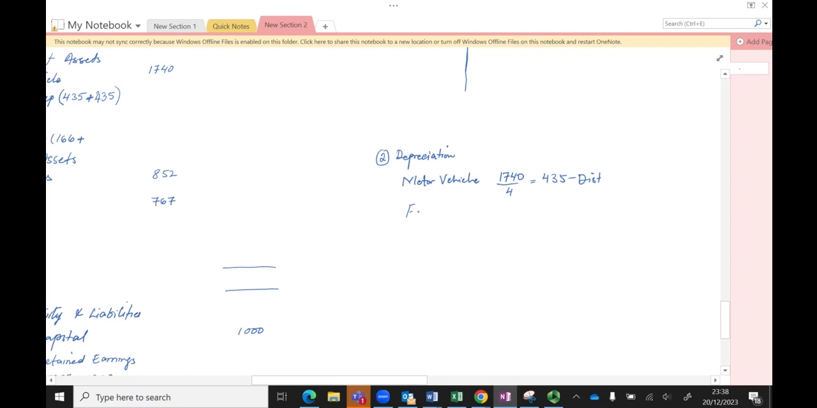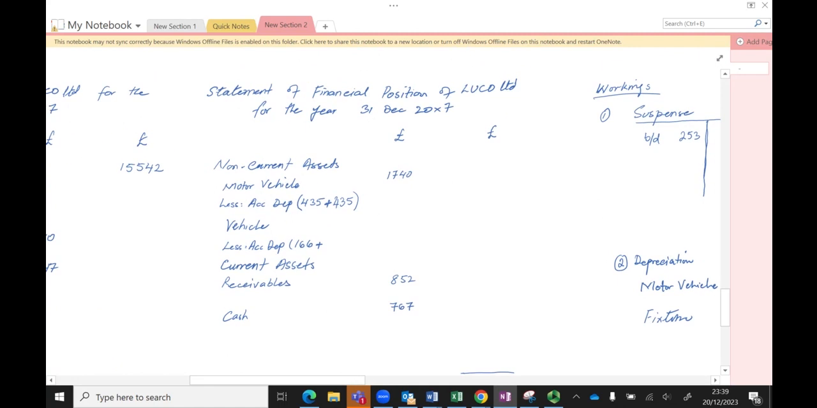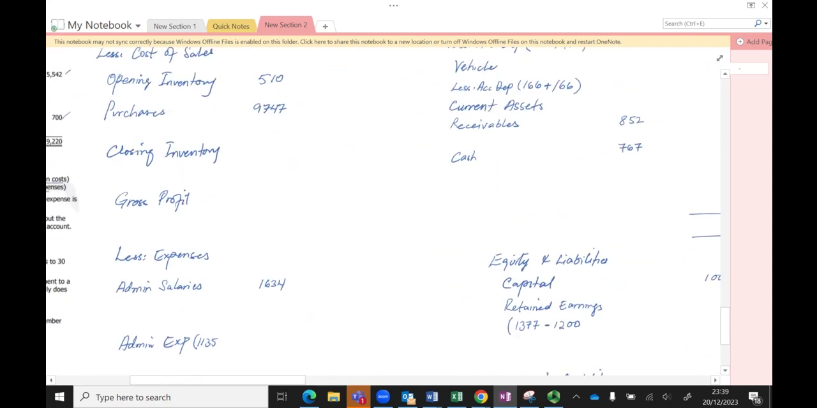Next is fixture and fittings. Value of fixture and fitting is 830 divided by 5. That gives me 166. That is the administration expense that will be added into administration expenses. So the double entry will be depreciation expense debit, and accumulated depreciation credit. So let's record it in accumulated depreciation first, and then add that into administration expense.